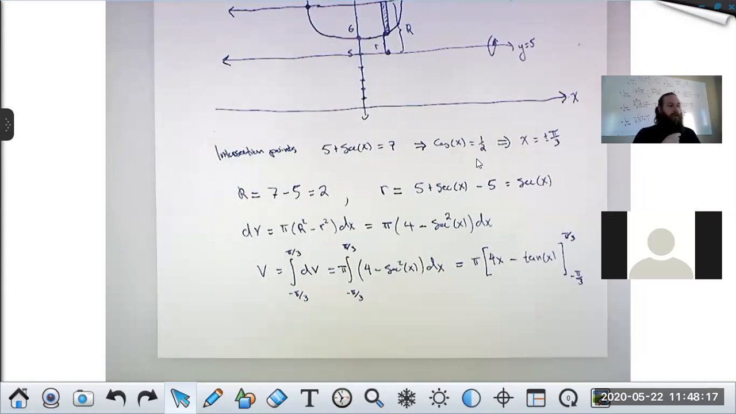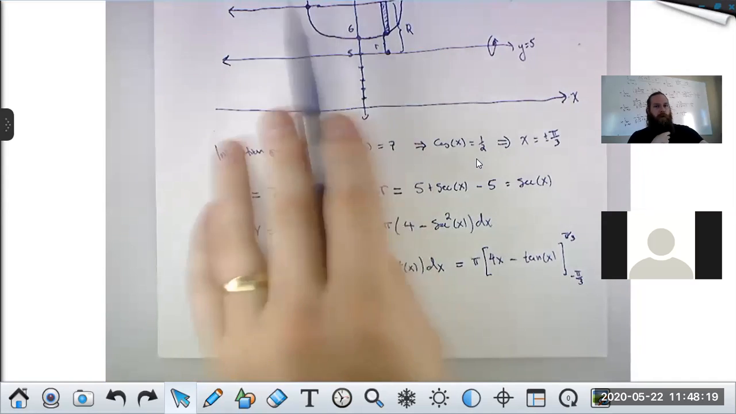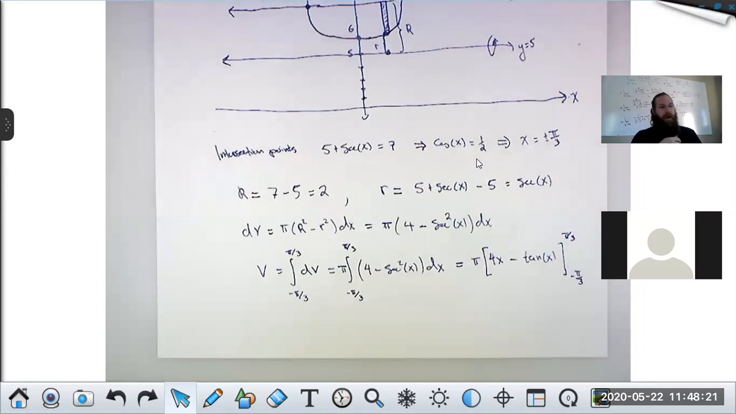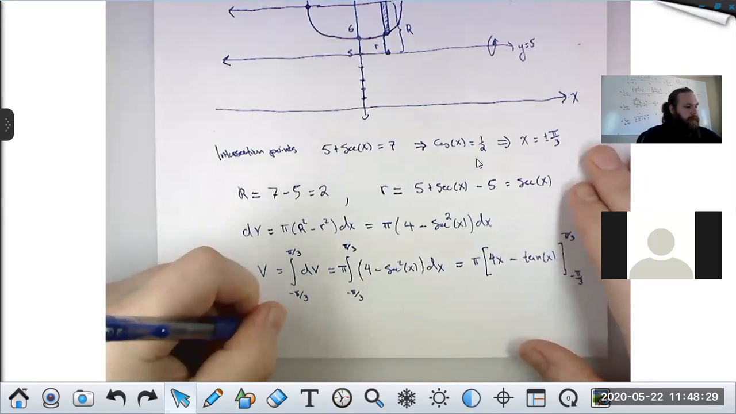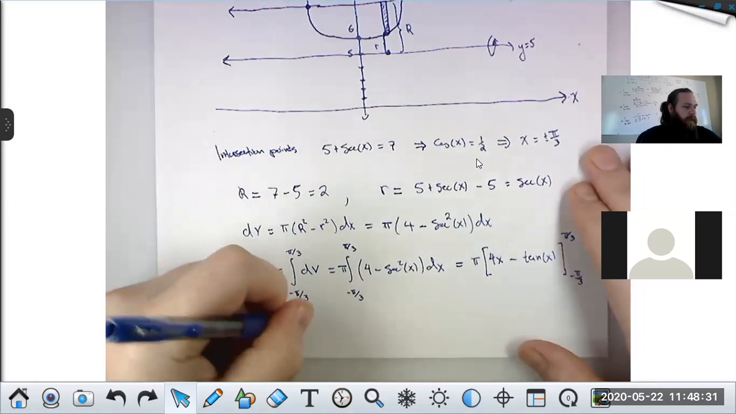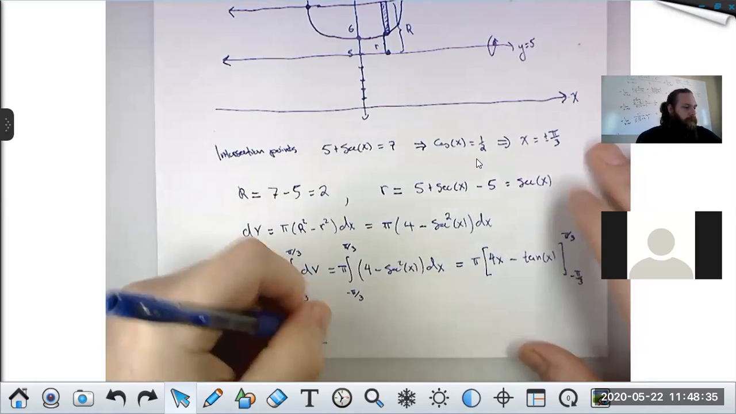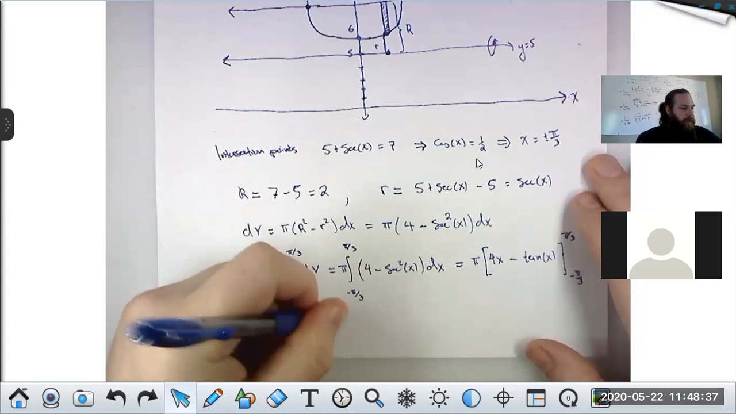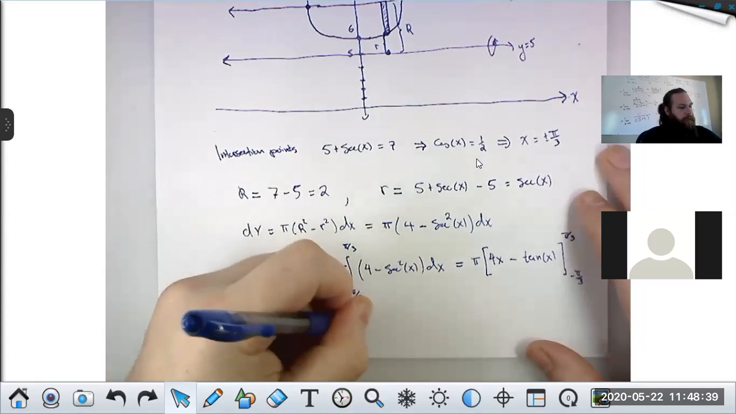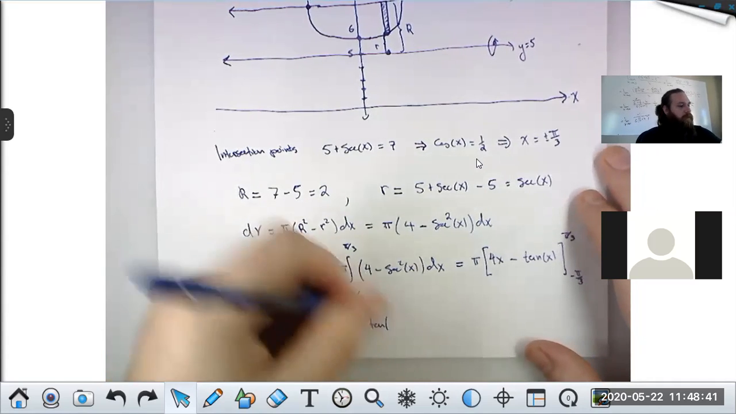Now we could have saved a little bit of time using a symmetry argument here, right? We have some y-axis symmetry, so I could have gone from 0 to pi over 3 and then doubled it. And thinking about it like that will save me some time. So I'll go ahead and write it like that. This is 2 pi times 4 times pi over 3 minus the tangent of pi over 3.